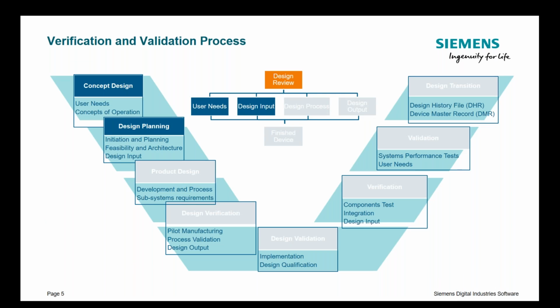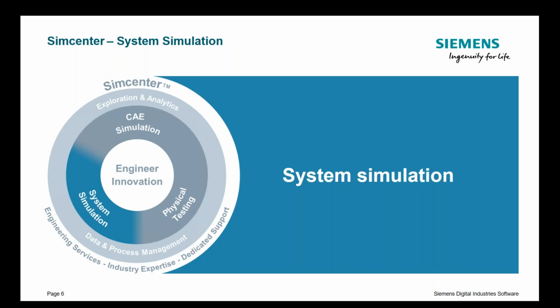Coming back to the V cycle now. The process here begins early in the design cycle with concept design and planning. Our main concerns here are user needs and design inputs, and our goals would comprise feasibility and product architecture. The way that we approach this segment is simple with system simulation.